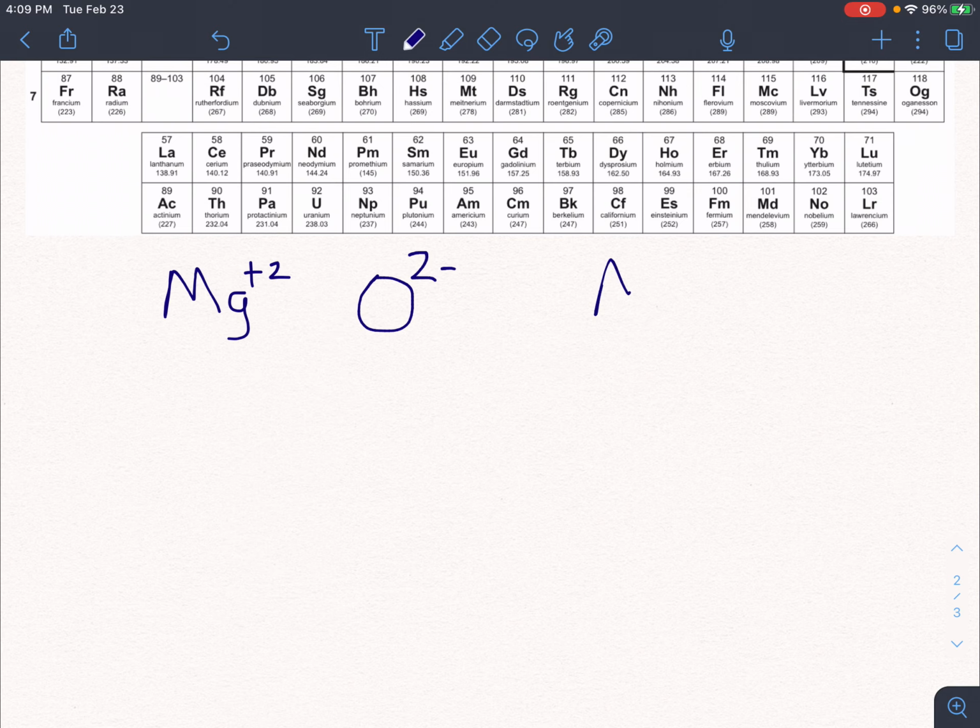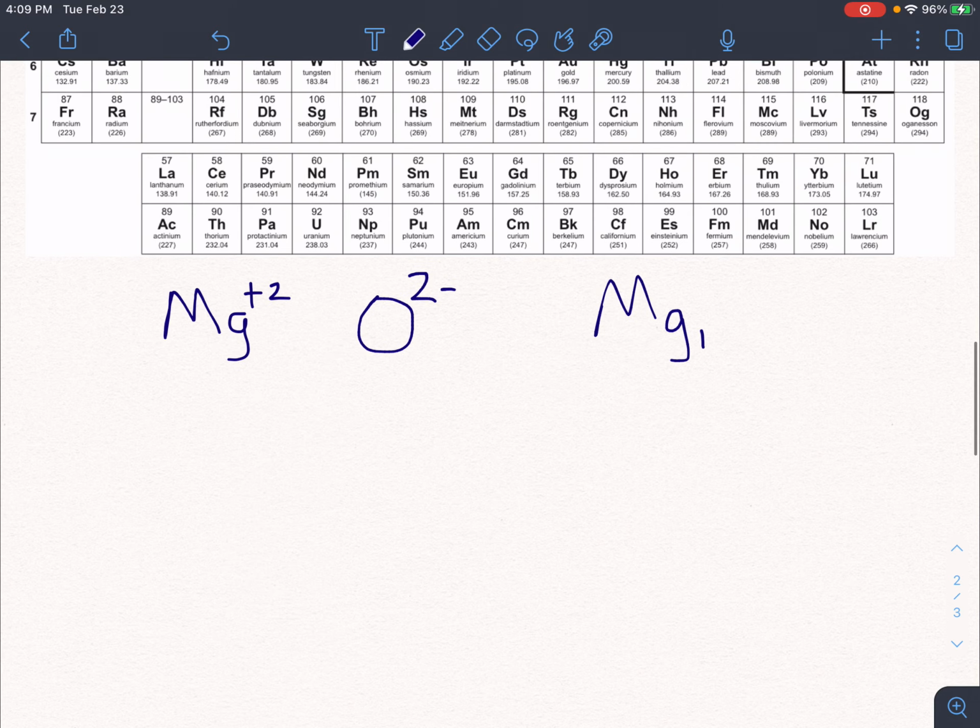So I could write Mg1O1, but again, we don't write the ones. So the formula for this is literally just one magnesium with one oxide, and that gives me magnesium oxide. So don't add numbers if you don't need to add numbers. Let's try another one. That one's almost too simple.